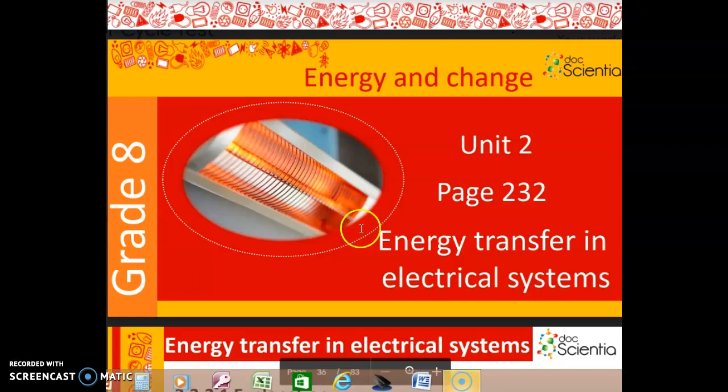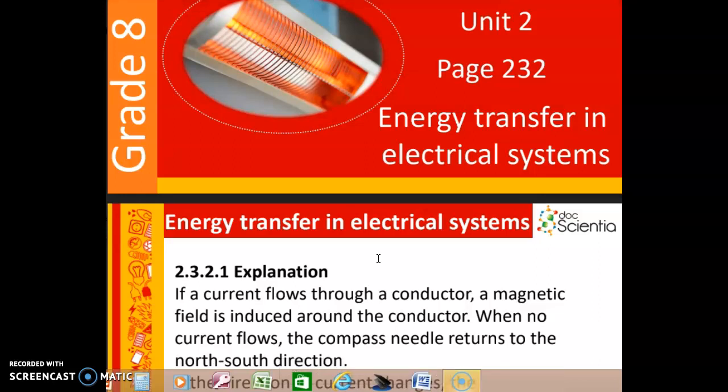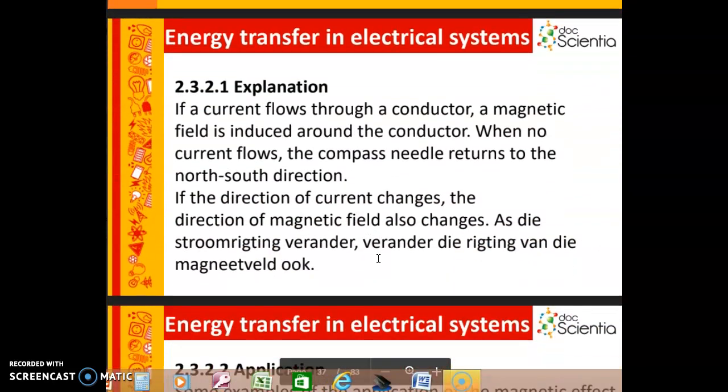Part 2 of energy transfer in electrical systems. Here's the explanation. Let's just read it again. It was in the previous one.